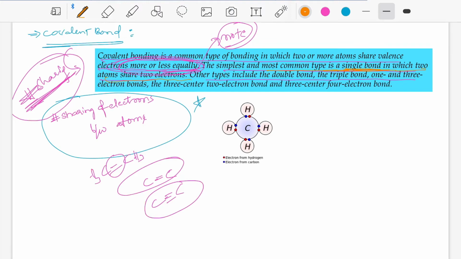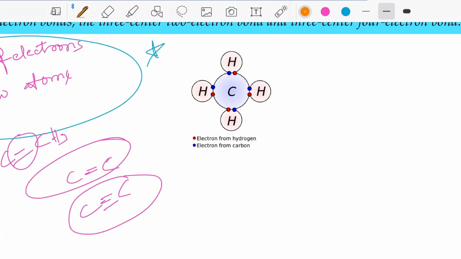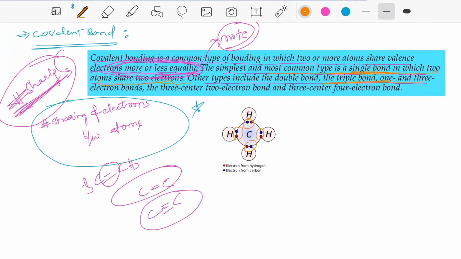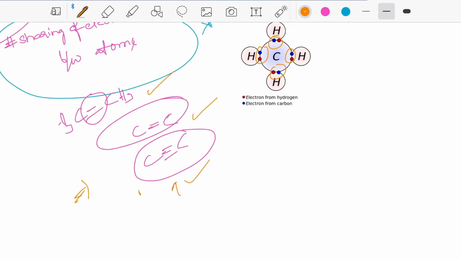The simplest and most common type is a single bond, in which two atoms share two electrons like this. Suppose a carbon CH3 molecule. This is a single bond. Other types include the double and triple bond. Double and triple bonds mostly happen in organic molecules. Organic chemistry is full of covalent bonds. Covalent bonds arise due to the sharing of electrons.